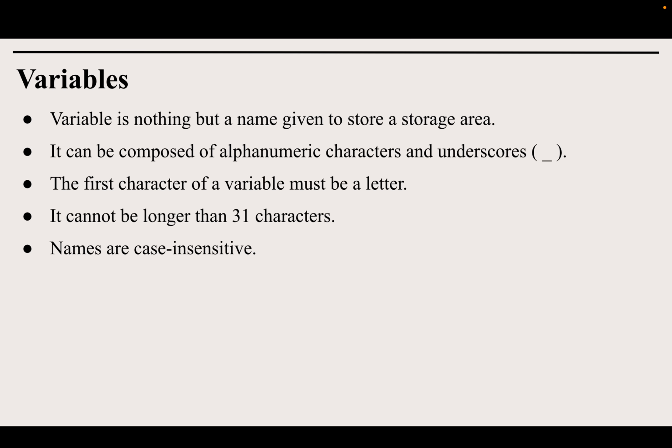Here it is also written the same thing: the first character of a variable must be a letter, and it cannot be longer than 31 characters. In Fortran, in a single line, we can't write that many characters either. So if our line is somewhat bigger, what can we do? We can use the ampersand sign, so that it will understand that this is the continuation of the previous line. This way we will see all these things.